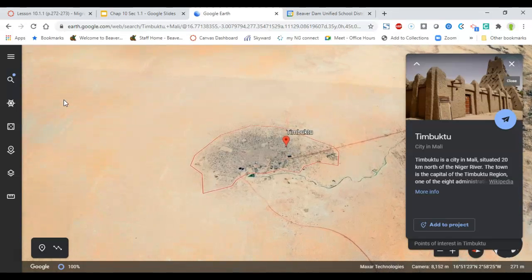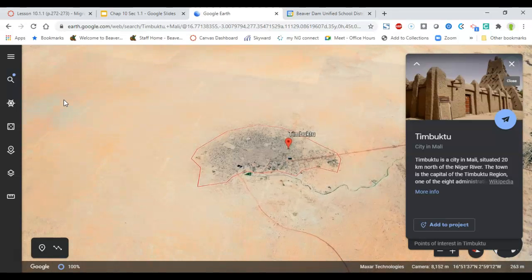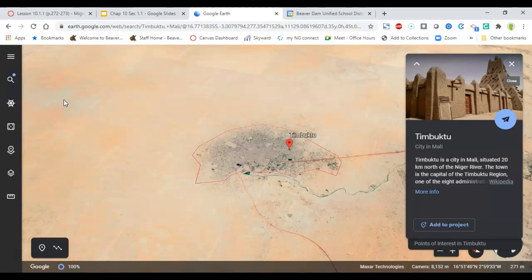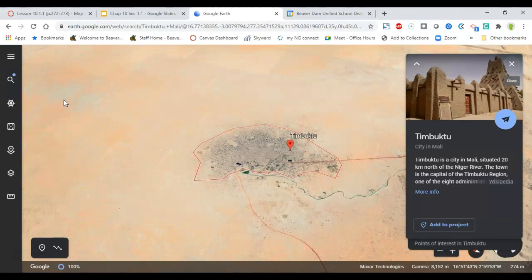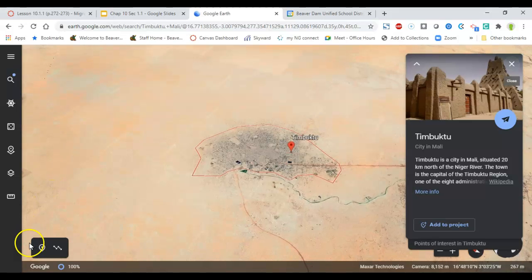And this is where the salt traders in the little video were headed to sell their salt. So I want to just point those two things out to you as well for your information.